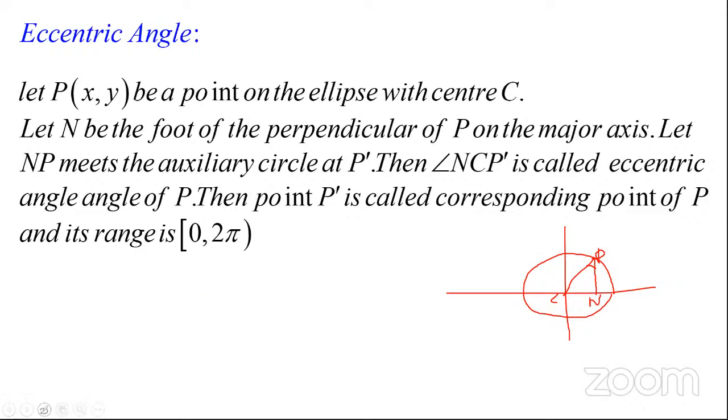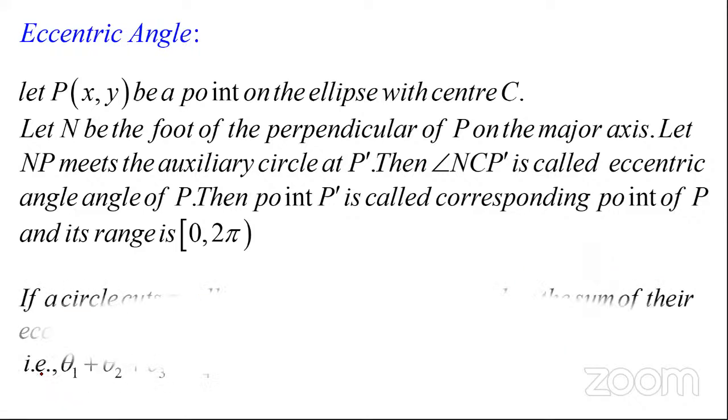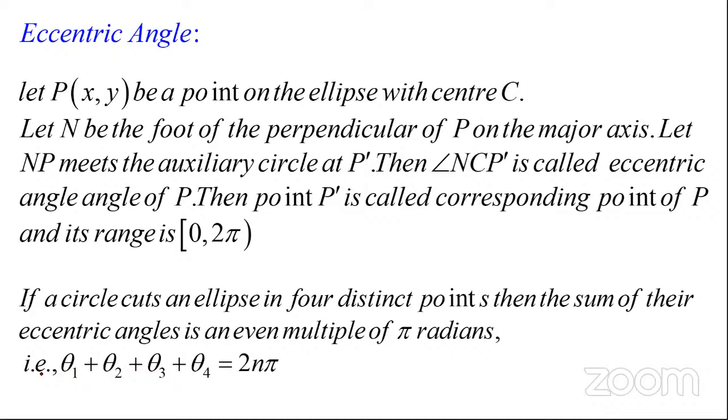Okay, next, if a circle cuts an ellipse in 4 distinct points, like this, this is the ellipse I'm taking and this is the circle, then the sum of the eccentric angles at these distinct points is a multiple of pi radians: theta 1 plus theta 2 plus theta 3 plus theta 4 equal to 2n pi.